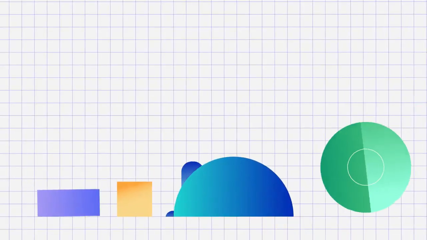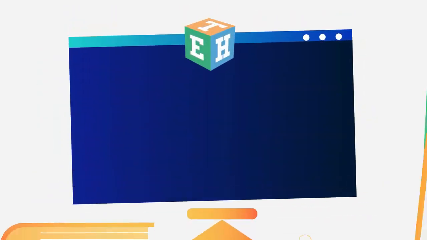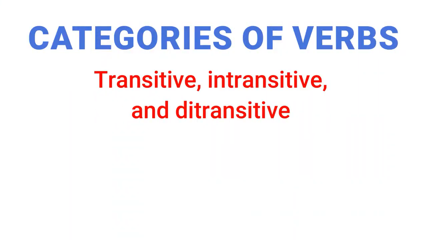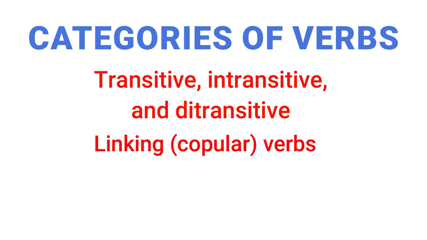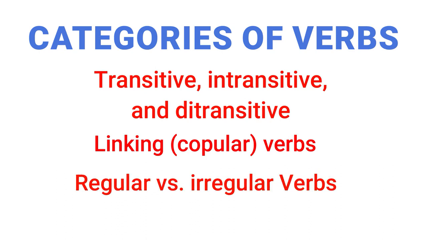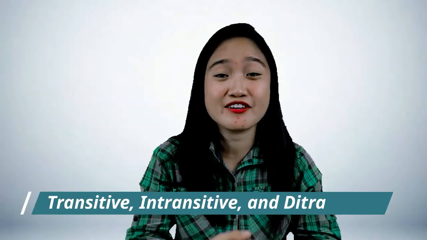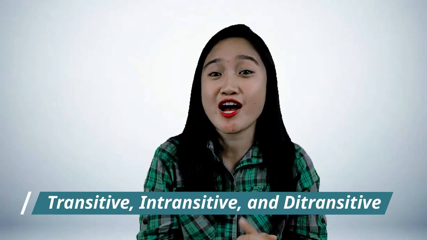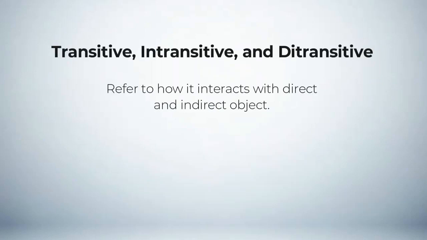Aside from the types of verbs, we also have categories of verbs. So we have transitive, intransitive, and ditransitive, linking or copular verbs. And last, we have regular versus irregular verbs. The transitive, intransitive, and ditransitive are forms of a verb that refer to how it interacts with direct and indirect objects.